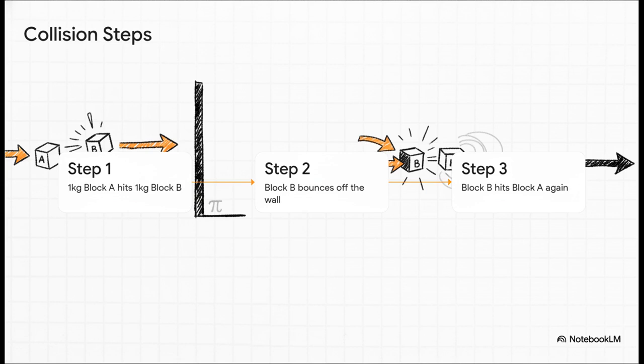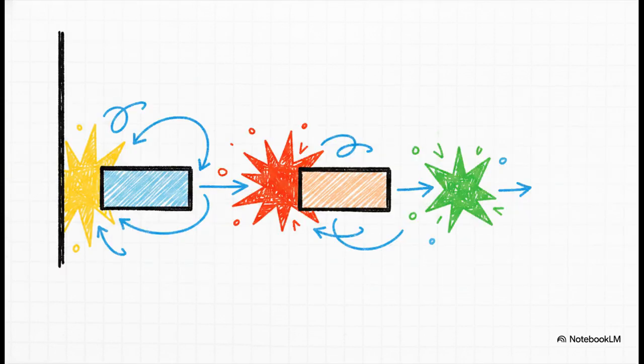Then, step 2, block B hits that immovable wall and bounces right back. And finally, step 3, block B catches up to block A, hits it, transfers its momentum back, and sends block A sliding off to the right forever. Block B is now perfectly still and block A is gliding away. And we're done. For this incredibly simple one-to-one example, we get exactly 3 total collisions. Block A hitting block B, block B hitting the wall, and block B hitting block A one last time. 3 bounces, and the whole system is perfectly resolved. Nothing too crazy yet, right?